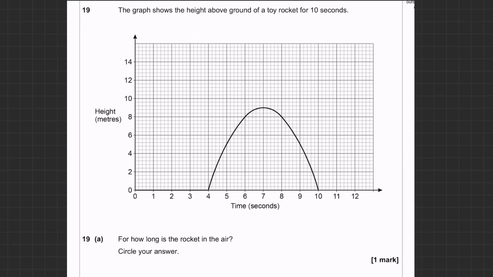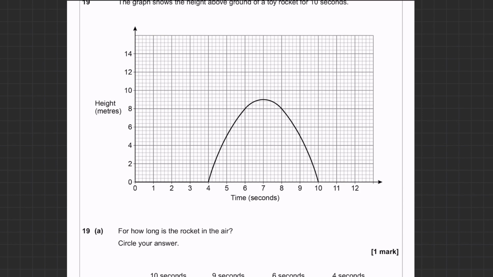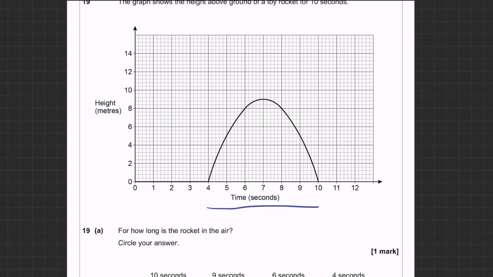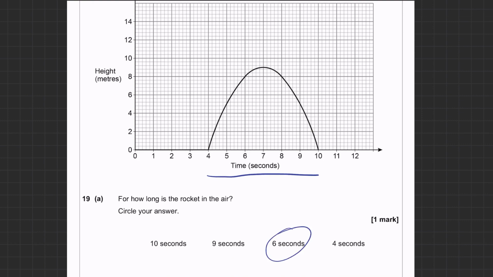Question 19 is a little tricky. The graph shows the height above ground of a toy rocket for 10 seconds. For how long is the rocket in the air? Circle your answer. So we've got the answers of 10, 9, 6 and 4 seconds. Now we can see if it's in the air, it's going to be higher than 0. So it's in the air between 4 and 10 seconds. So therefore that's a total of 6 seconds.